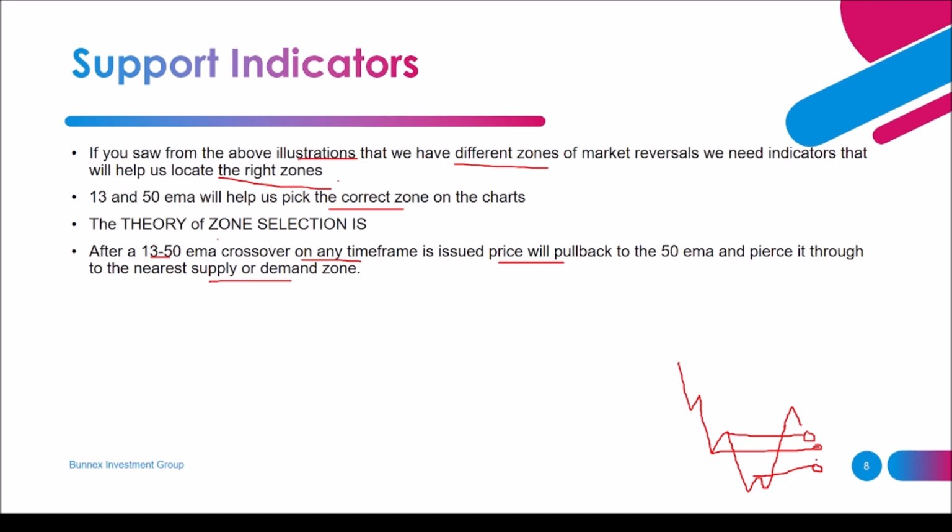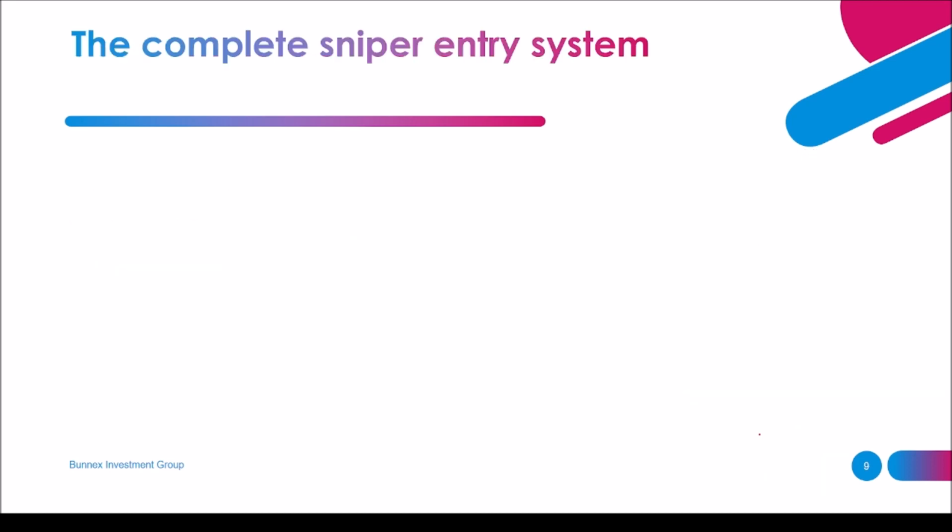If you can't get this, we are going to have more examples on the charts. So basically, the price will pull back to the 50 EMA to retest the nearest zone of supply or demand.